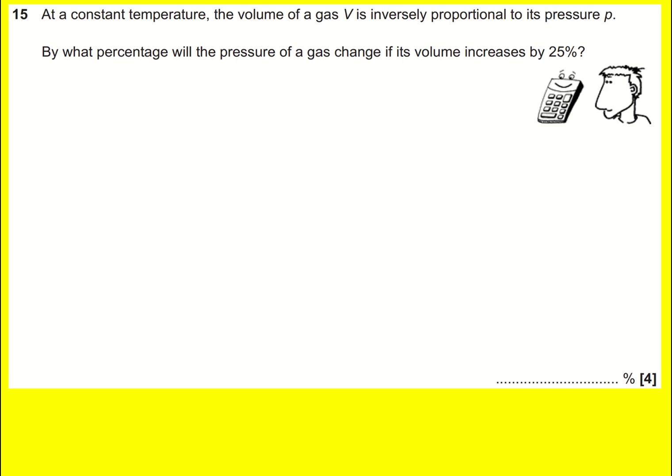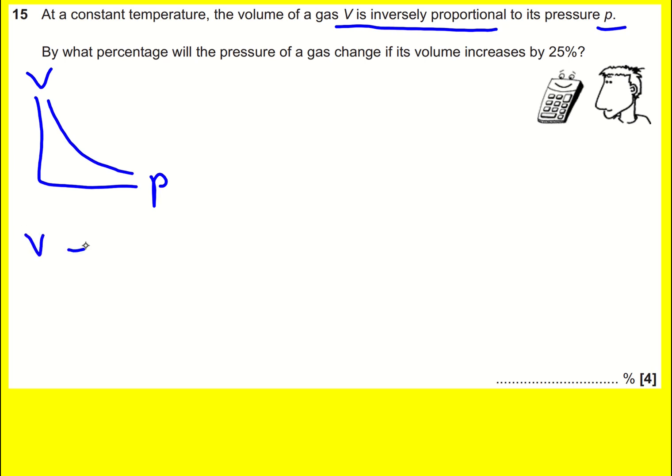Right, quick recap about what it means for V to be inversely proportional to the pressure. This is actually a real life thing that happens: if you take some gas and you plot V against P, then inversely proportional means that you'll get this kind of graph. It actually means that V is equal to k over p. There's a reciprocal relationship going on. If you were to plot V against 1 over P, then you would get a straight line.